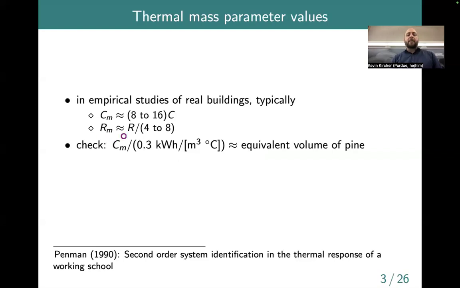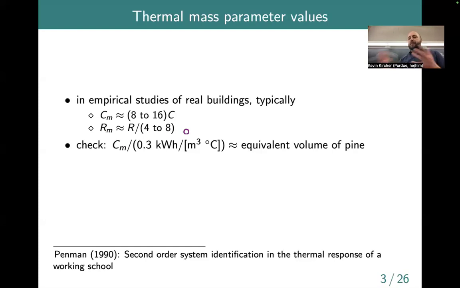And then the coupling between the indoor air and the thermal mass is typically stronger. So there's usually not deliberate insulation between, for example, the air inside of a room and the thermal mass inside of interior walls. Not in the same way that there is insulation usually in the exterior walls of the building. So for that reason, the coupling strength is tighter, and that means that the thermal resistance is smaller.